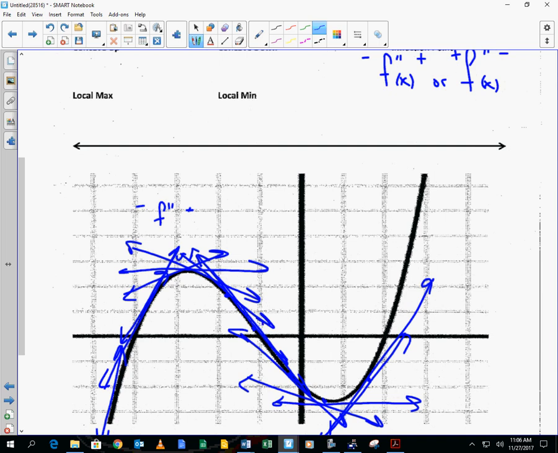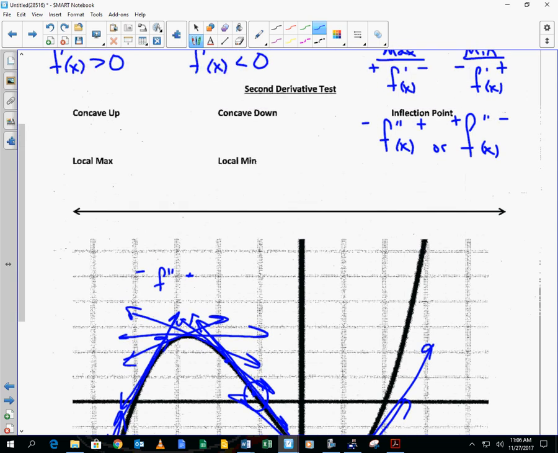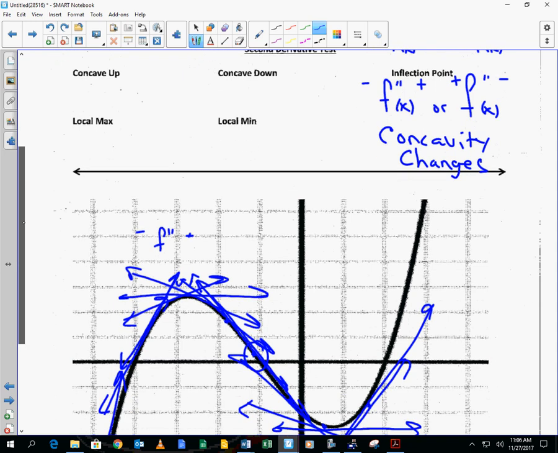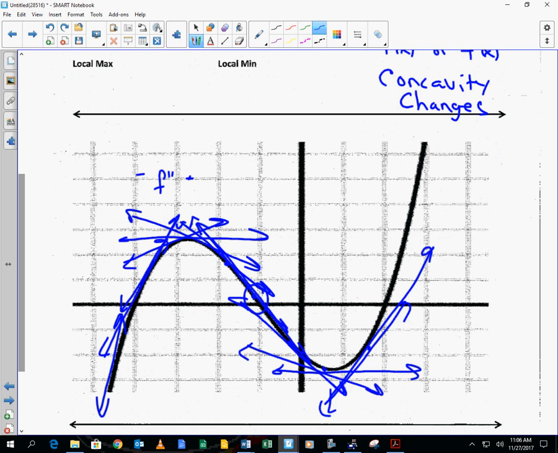Right about there? Right about somewhere around there? We call that the point of inflection, and that's where concavity changes. Now, concavity is something that's new to you. We'll define it in a second in terms of the derivative, but in layman's terms, we would say if you were to dump water on top of this function, would it shed water or hold water?